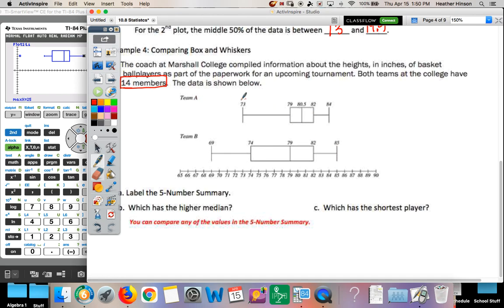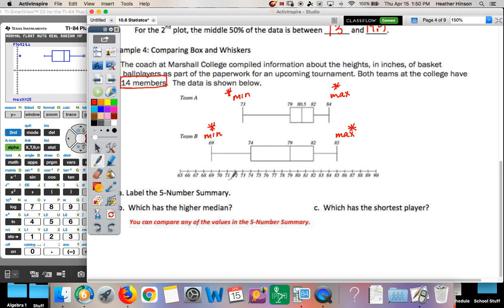So we have Team A, with their min and their max, and Team B, with their min and max. Min and max are the only numbers we know 100% are in our data. Everything else is a guess. Even the median, even Q1 and Q3, are not necessarily values of our data. We can't be 100% sure. Just because a line falls on 72 doesn't mean somebody reached 72. The only numbers we know for sure are the min and the max. This is just giving us a range of everything else.